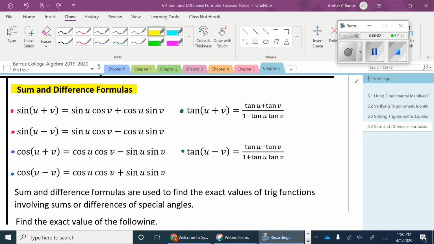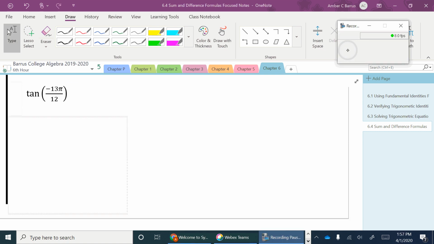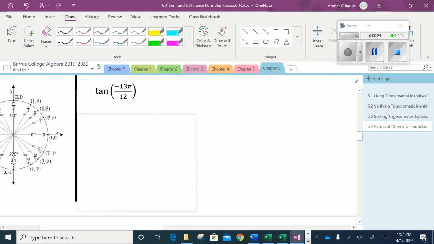In this video, we are going to use sum and difference formulas to find the exact values of trig functions involving sums or differences of special angles. So we're going to find the exact value of tangent of negative 13 pi over 12. And to do that, we're going to want a unit circle.